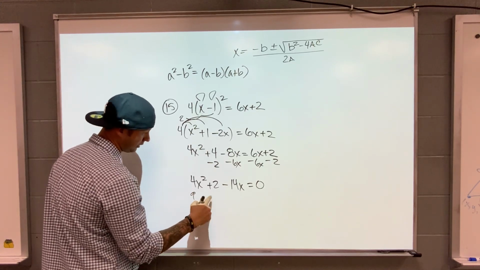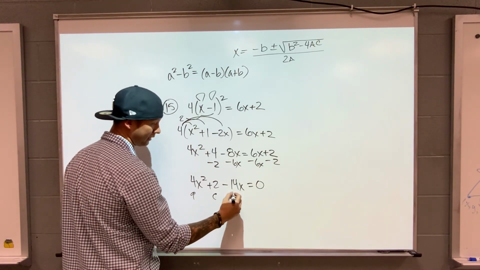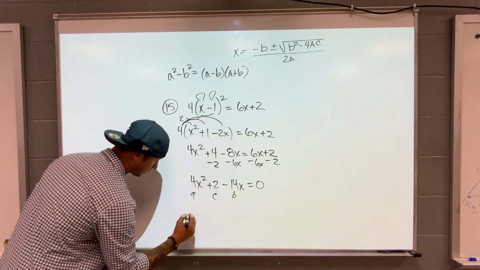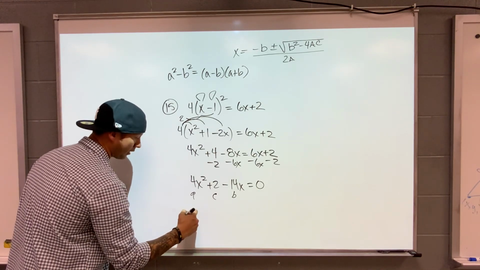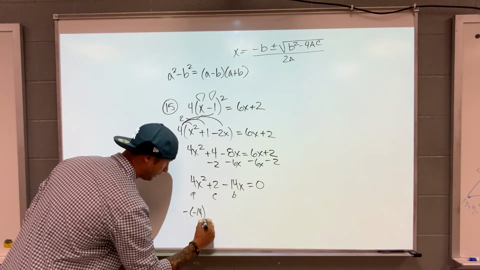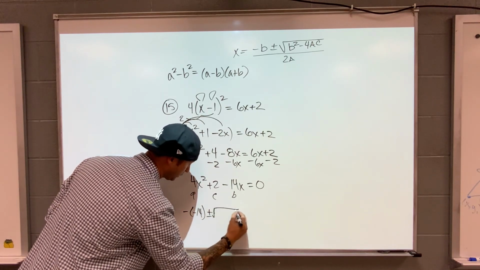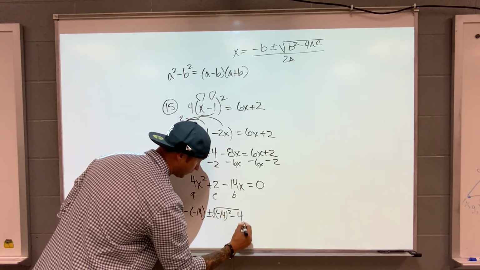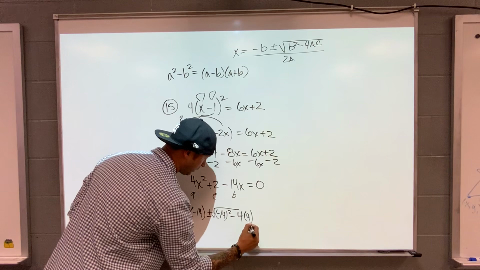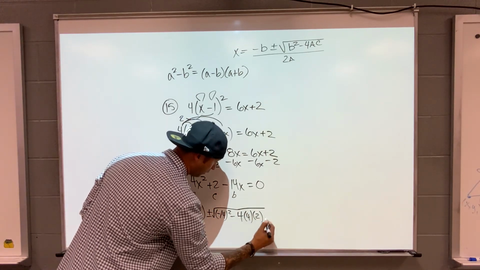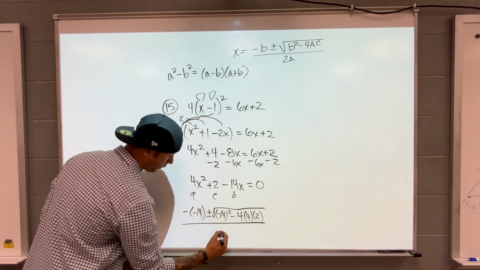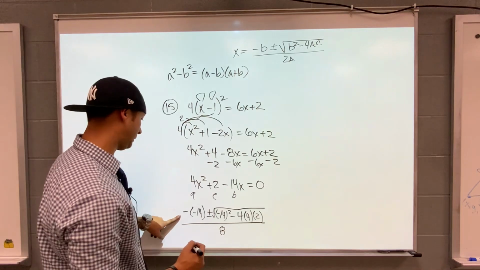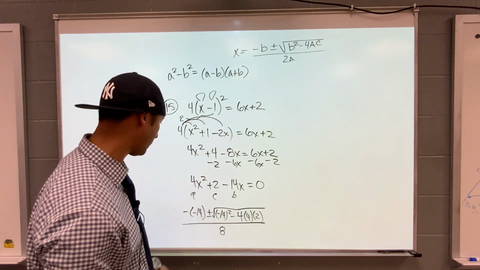So this is going to be A. This is going to be C, the constant, and this is going to be B, which is negative 14. Okay, let's push through. This is going to be minus B, which is negative 14, plus or minus the square root of negative 14 squared, minus 4A, which is 4, C, which is 2, all over 2A. So 2 times 4, which is 8. All right, let's simplify. Actually, let's work out the discriminant.